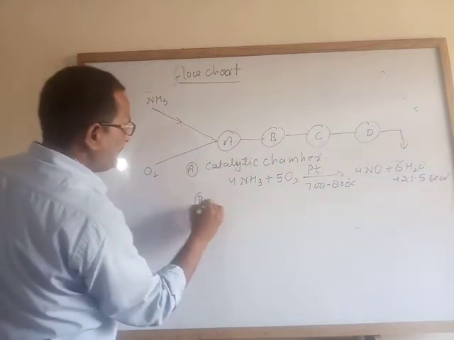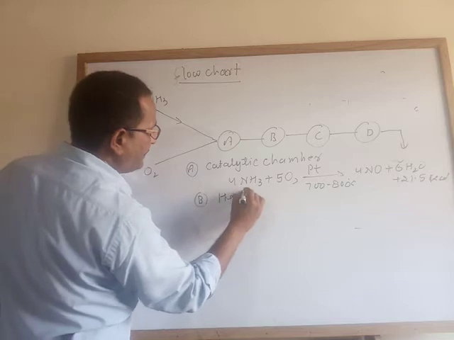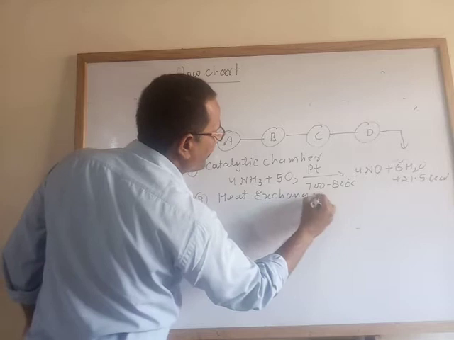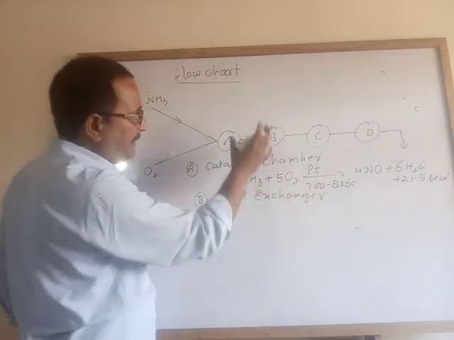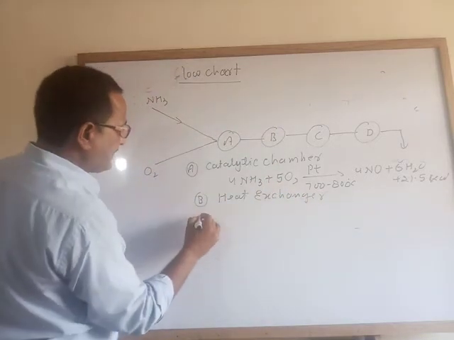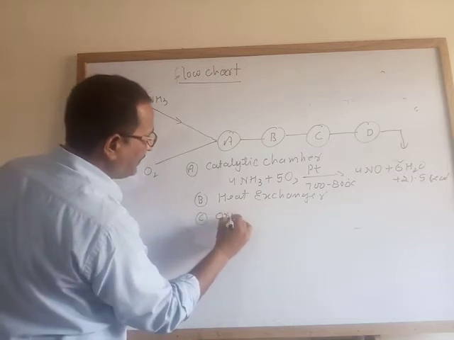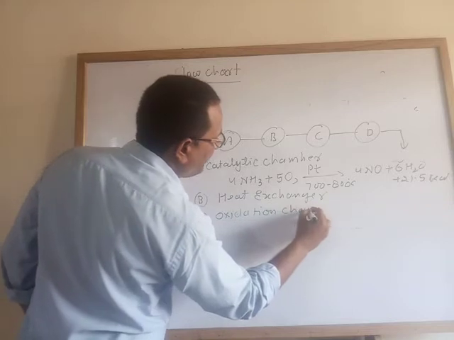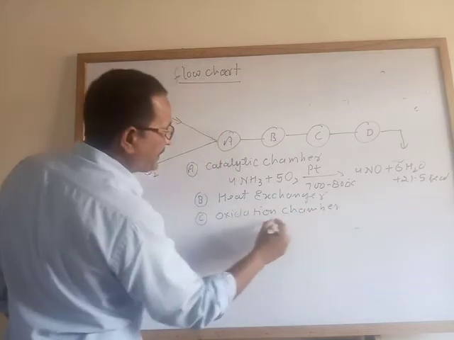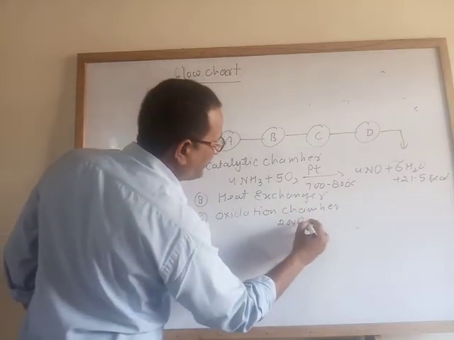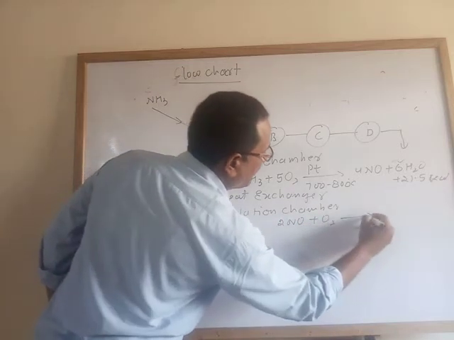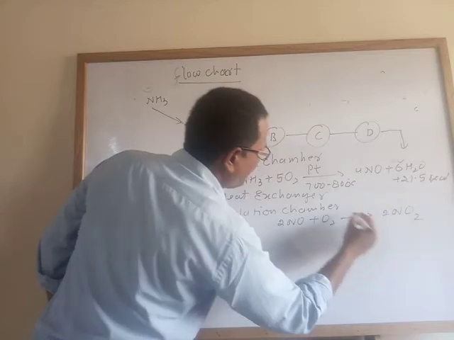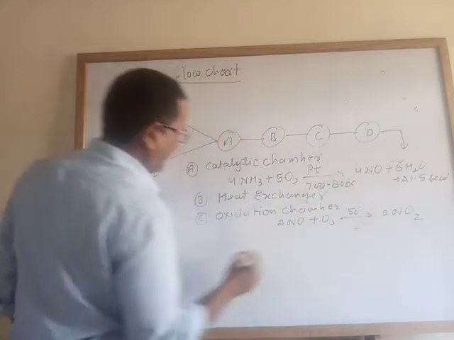B is the heat exchanger. No reaction takes place, it only reduces the temperature. C is the oxidation chamber. Here oxidation of nitric oxide takes place and forms nitrogen dioxide, temperature 50 degrees Celsius.